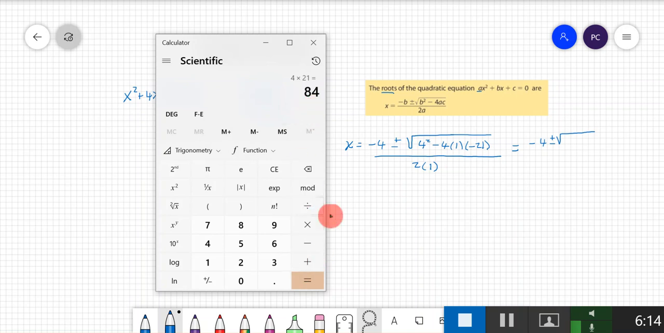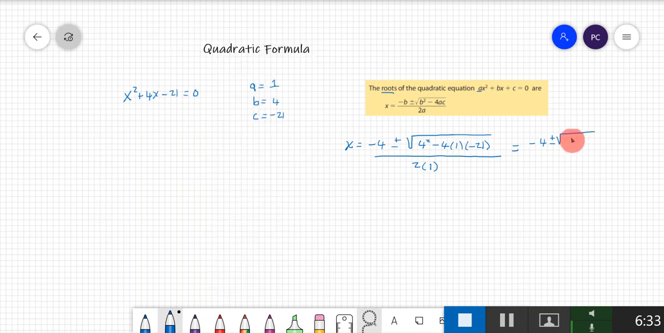And then it's going to be 84 plus 4 to be squared. So 4 and 4 is 8, 8 and 8 is 16. So plus 16. That's going to be equal to 100. So the top part will simplify to 100. That's going to be the square root of 100 over 2 multiplied by 1, which is just 2.